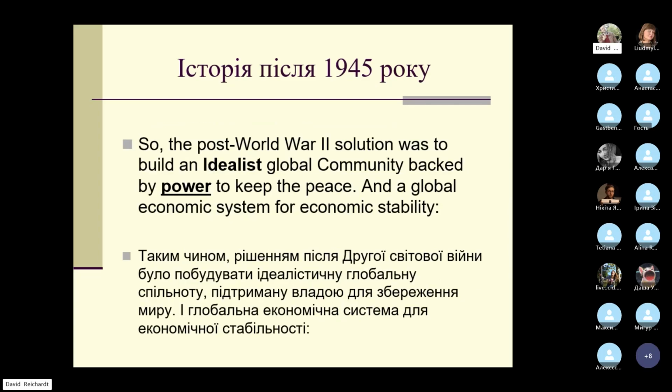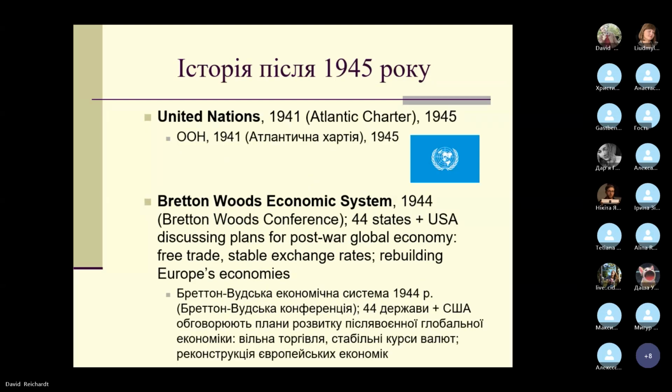So the post-World War II solution to this problem of conflict and war was to build an idealistic global community. Okay, we're going to do it again, a new League of Nations, but this time it's going to have power to keep the peace. And we're going to make a global economic system for global economic stability, so that countries cooperate in their economics. They don't look internally, but they look externally to cooperate economically with their neighbors and other countries. Okay? What did they do?